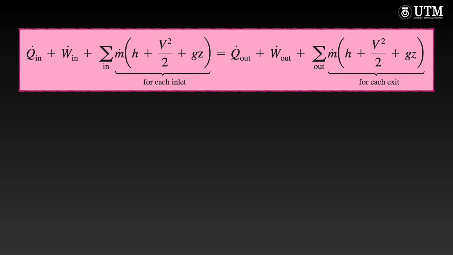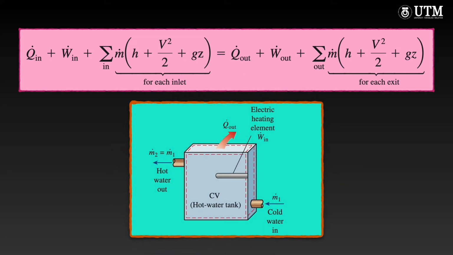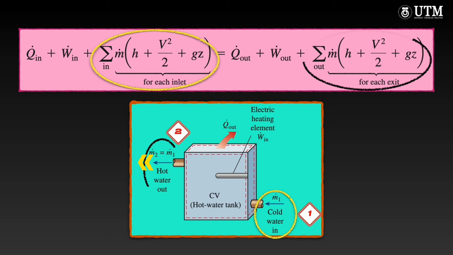Consider, for example, a standard electric hot water heater under steady operation, as shown in the given illustration. A cold water stream with a mass flow rate m dot is continuously flowing into the water heater at state 1. A hot water stream of the same mass flow rate is continuously flowing out of it at state 2. The water heater is losing heat to the surroundings at a rate of Q dot out. The electric heating element supplies electrical work to the water at a rate of W dot in.